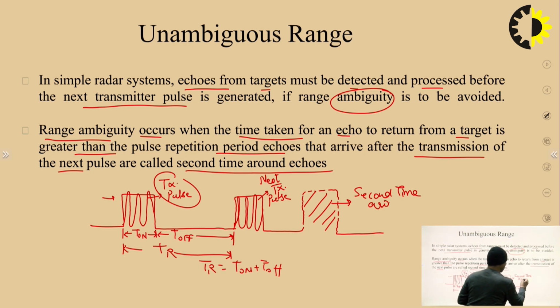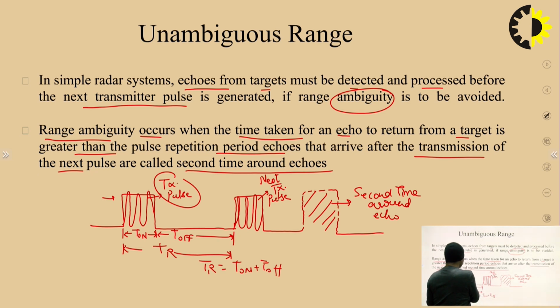around echo. Okay, so for the first transmitted pulse, we want some echo, but it will not get it. So what will happen? The next pulse, the transmitter will send after a certain interval of time, then it will receive some echoes after the transmission of this next pulse. So it will be known as the second time around echoes.